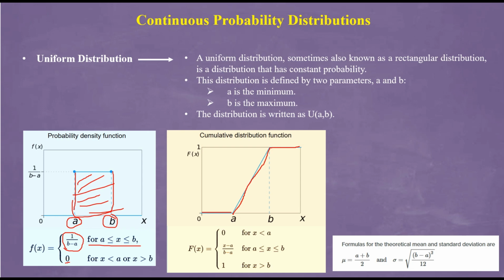The formulas for theoretical mean and standard deviation for a uniform distribution: mu equals A plus B by 2, simple calculation, that is the mean, right? And sigma is the square root of (B minus A) squared by 12.